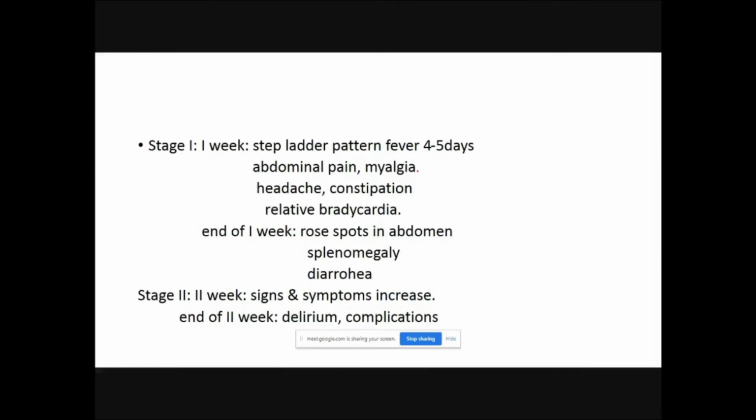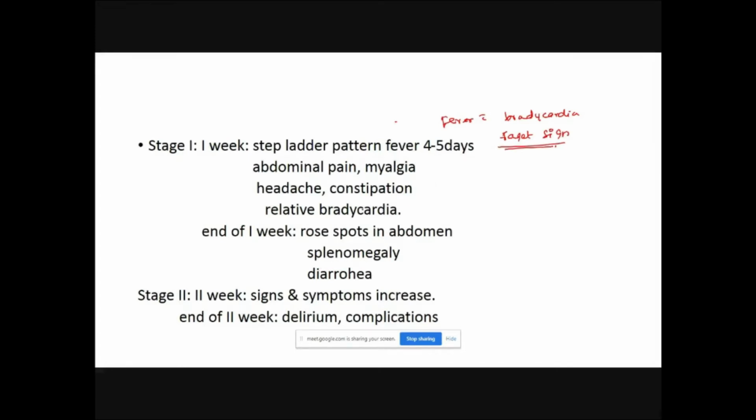Abdominal pain, myalgia, again that can be there. So fever with bradycardia. Again, this is diagnostic of certain infections like yellow fever also. This is called Paget's sign.